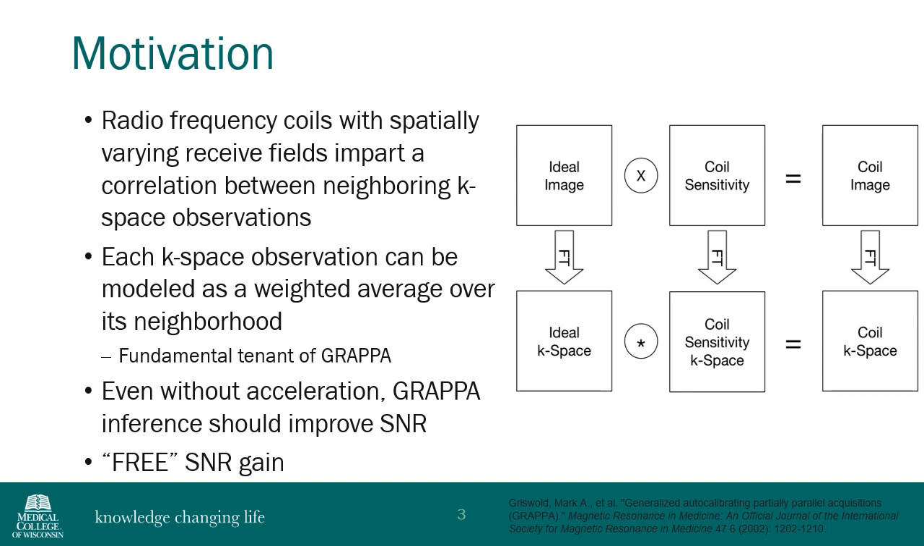Here we consider the case of applying a GRAPPA algorithm to estimate K-space observations even when K-space subsampling is not performed. As this yields an effective averaging of observations, the application of the GRAPPA algorithm to unaccelerated acquisitions should yield an improvement to the reconstructed image's signal-to-noise ratio.